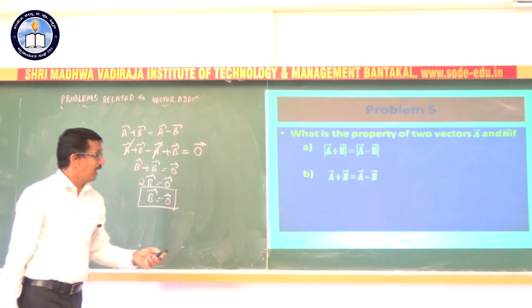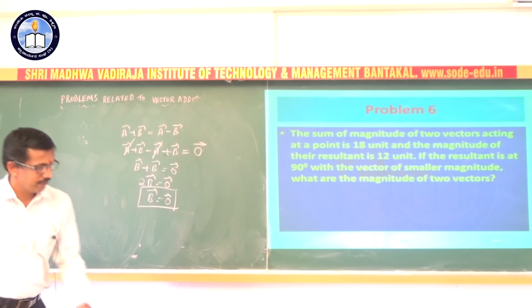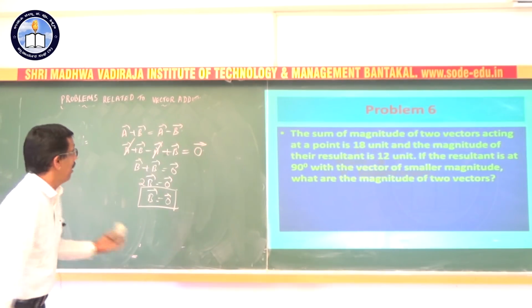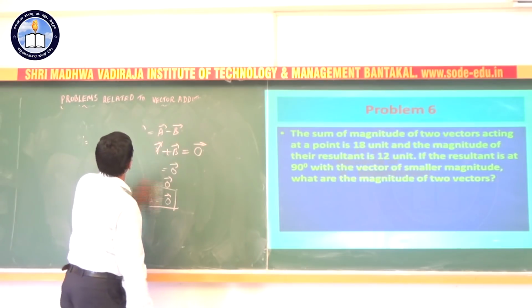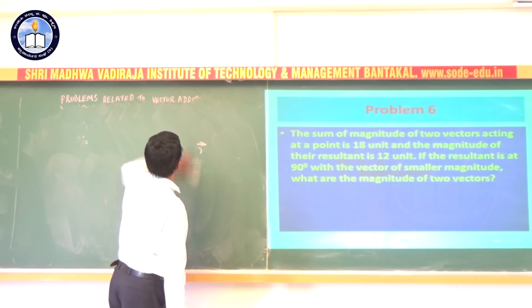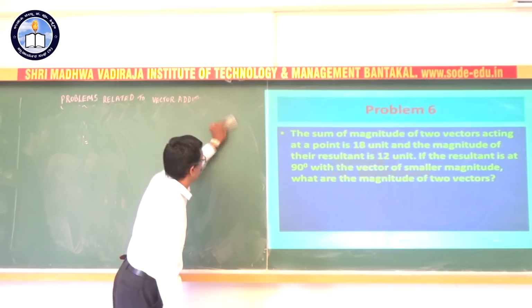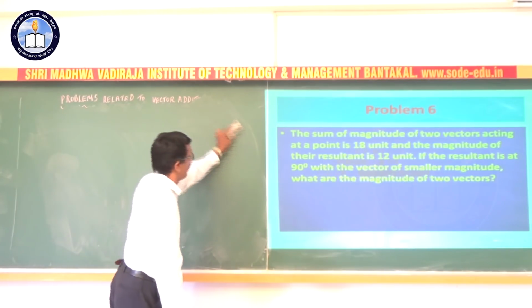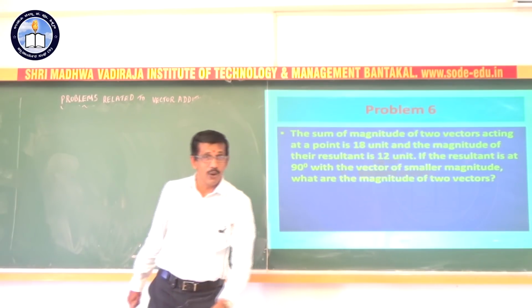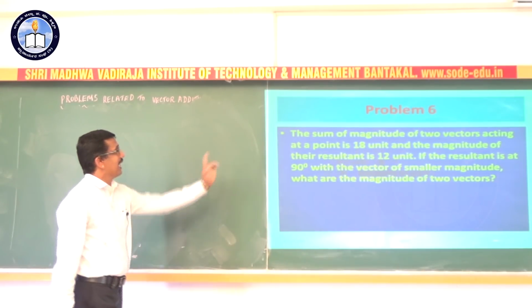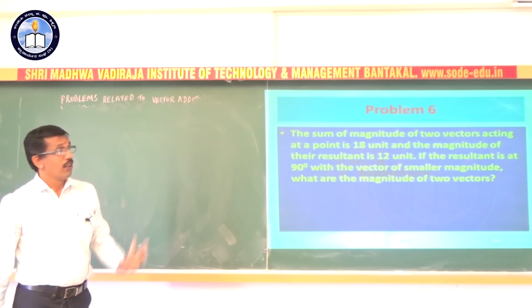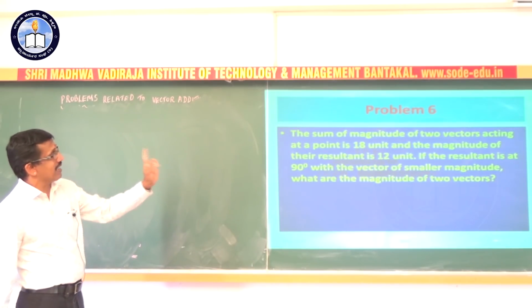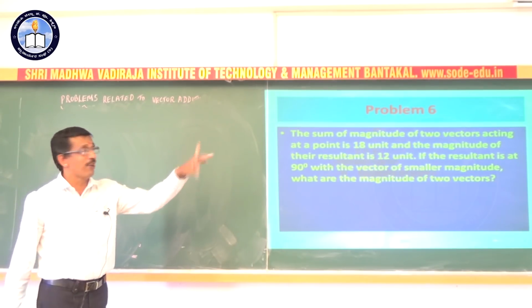And we move on to the last problem. Last problem, it is very, very important. What is given in the problem? Read the problem carefully, which is a very important problem. The sum of magnitude of two vectors acting at a point is 18 unit.